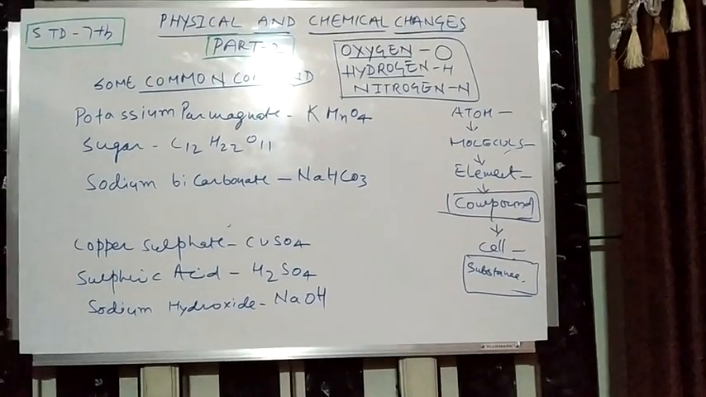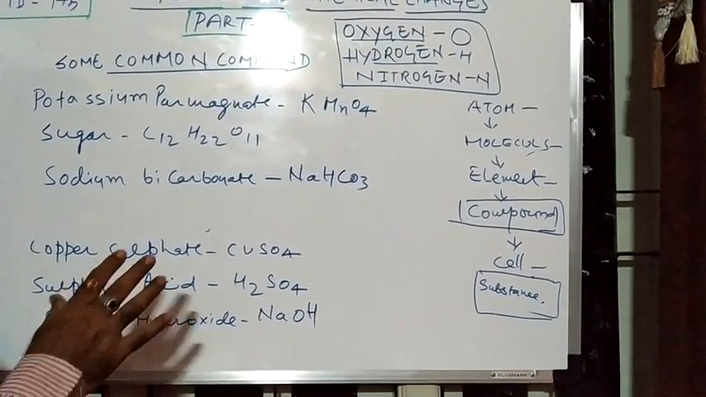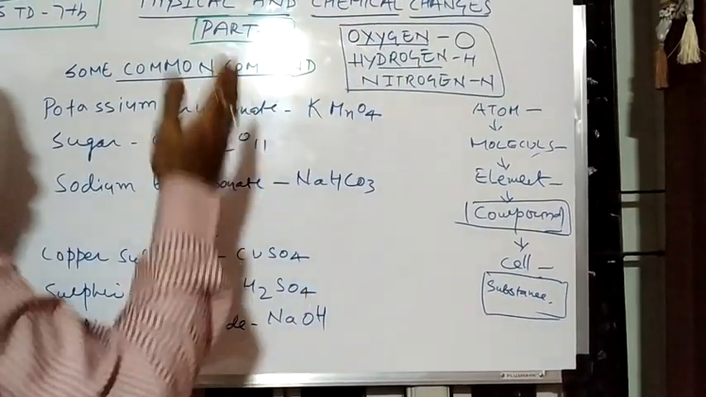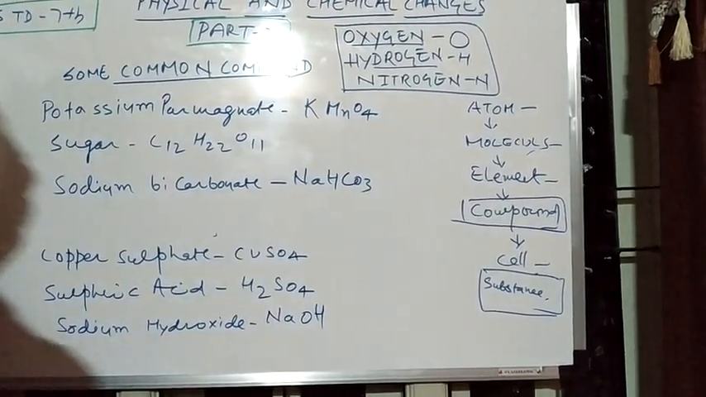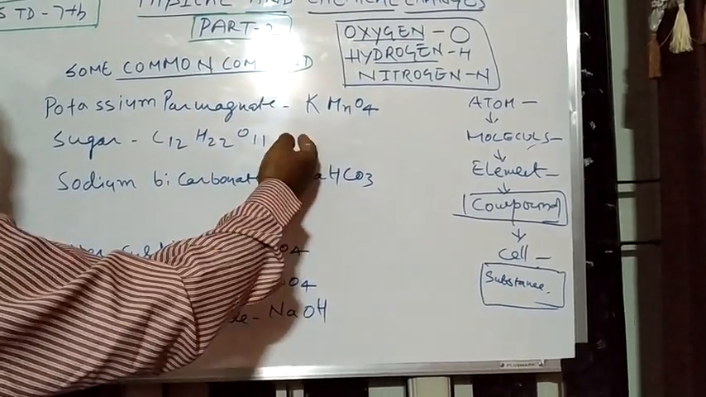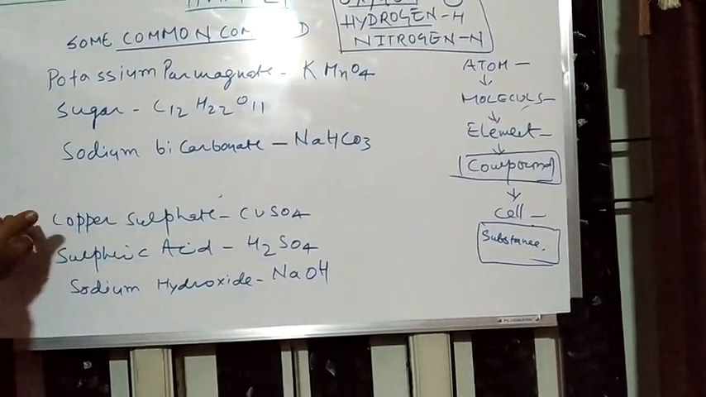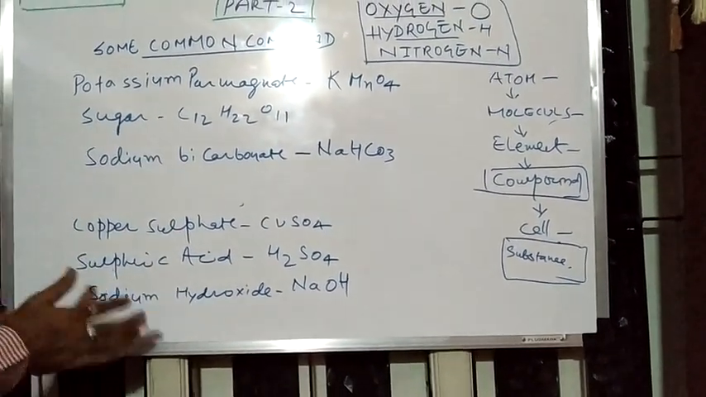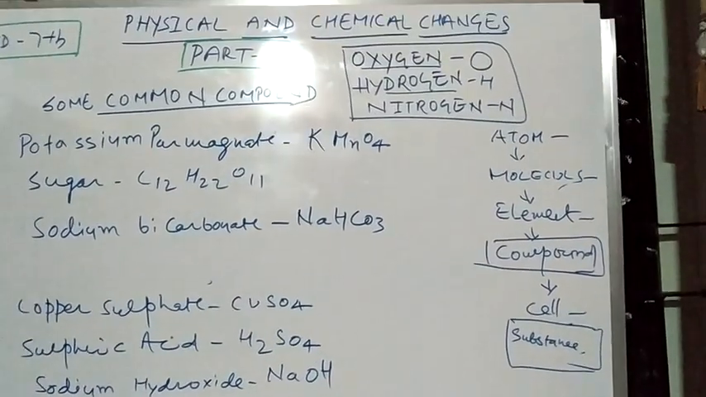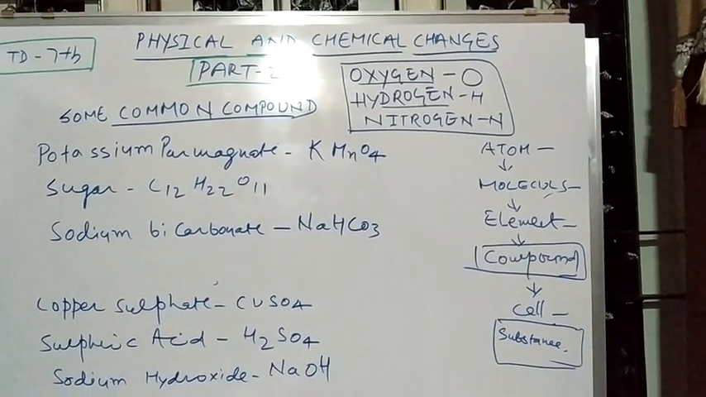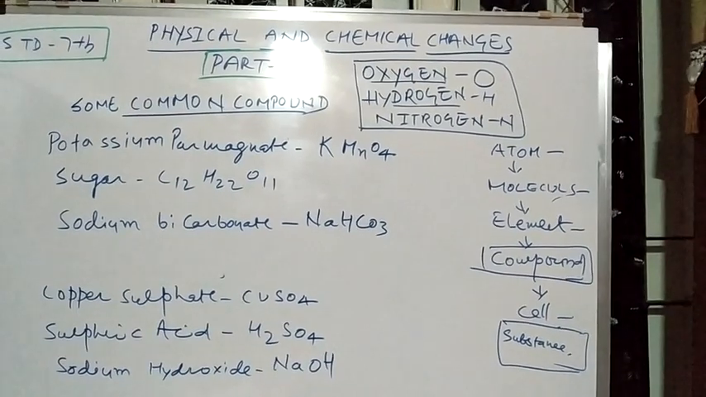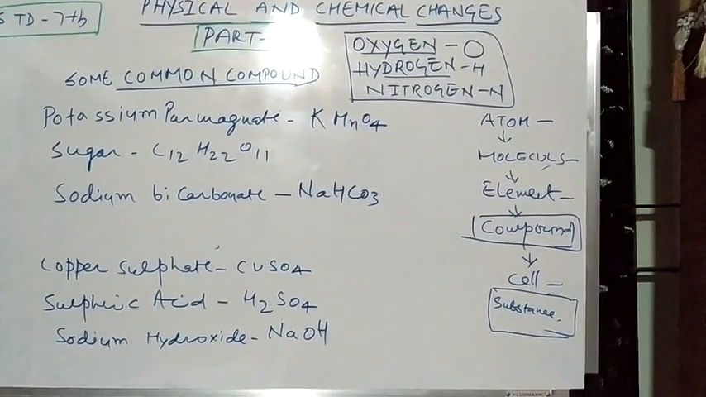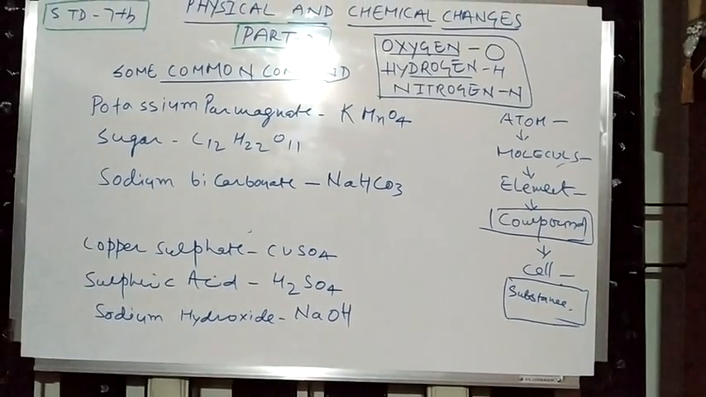So these are the compounds and these are very useful. Let me explain again: in this chapter, physical and chemical change, we are now going to study chemical reactions. And for chemical reactions you need to learn these common compounds. These are some common compounds, and they are going to take part in chemical reactions. Okay? So again I am going to rub it.